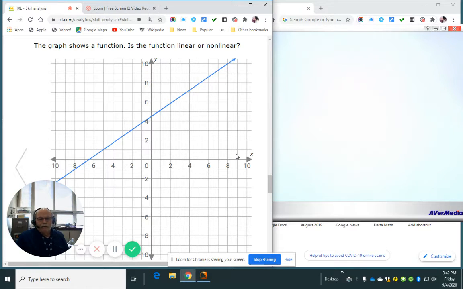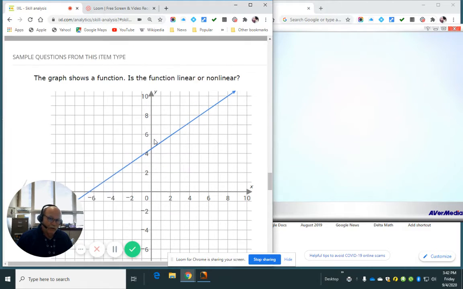Hey there, everybody. I wanted to share a video with you on identifying linear or nonlinear functions from a graph or an equation. One of the basic things about a linear function is it will always make a straight line on the graph. So like this function right here, definitely linear, right? It's a straight line.